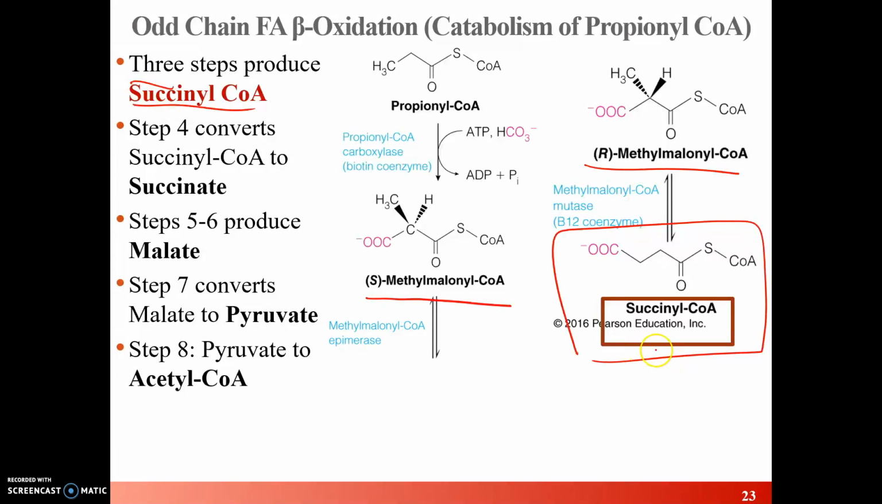From there, our succinyl-CoA, okay, is converted to succinate, malate, pyruvate, and then acetyl-CoA. All of these are common either citric acid cycle or glycolysis intermediates, okay, steps 4, 5, 6, 7, and 8. Okay, so those are really simple. They can go in and out of the citric acid cycle. Your body can use these intermediates very readily, okay? So that's pretty simple and easy and straightforward.